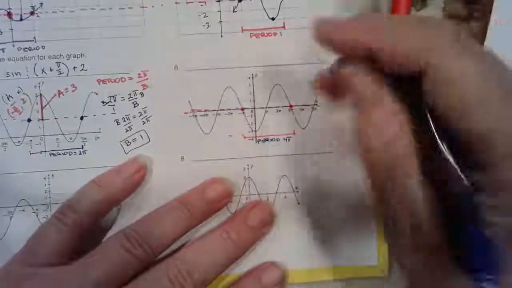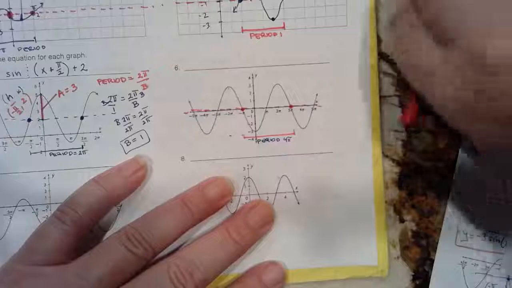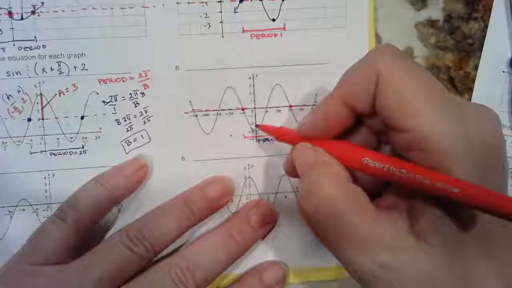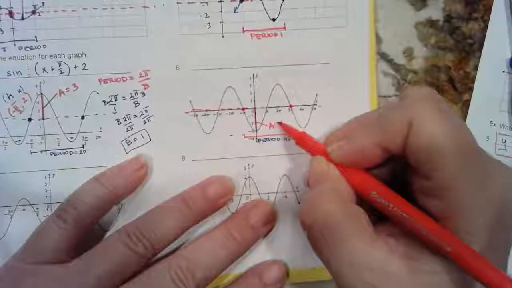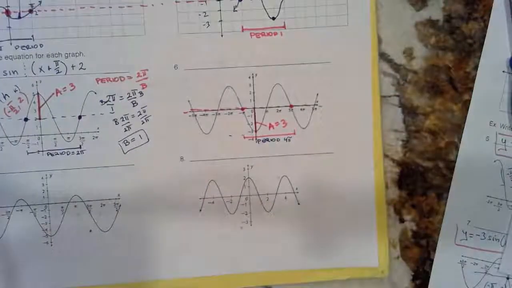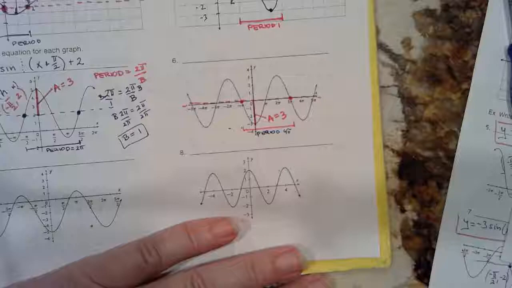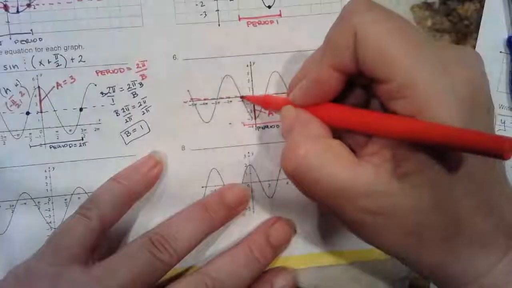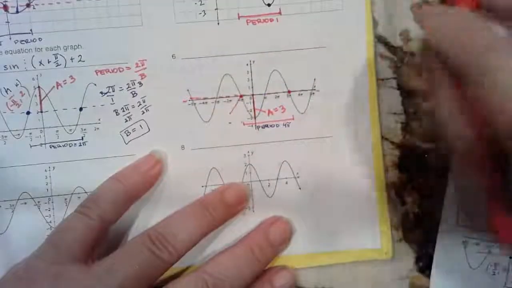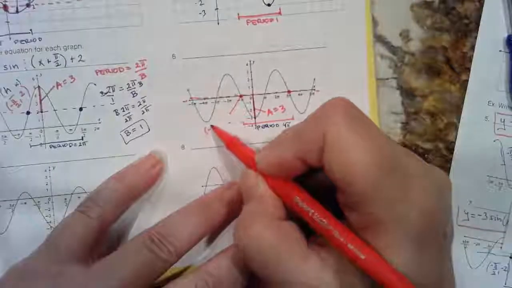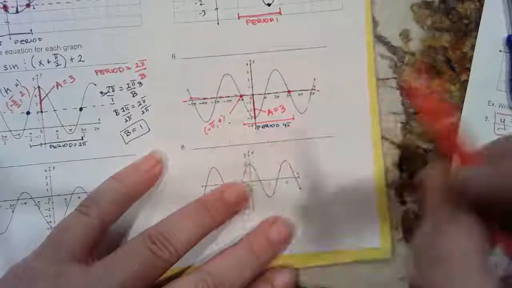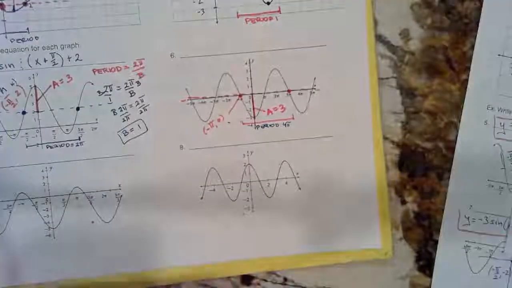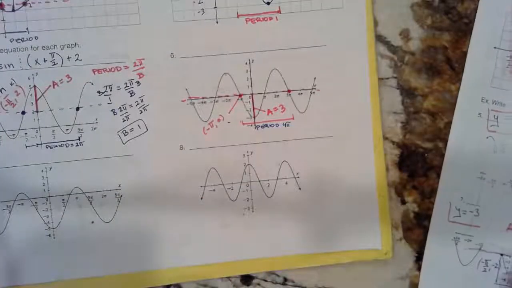The next thing is we're going to look and see if we can identify your amplitude. Hopefully you can identify that easily. So from here to here, A is equal to 3. The next thing is you're going to identify your reference point. So your reference point is negative pi, comma, 0. And so now we need to find your B.